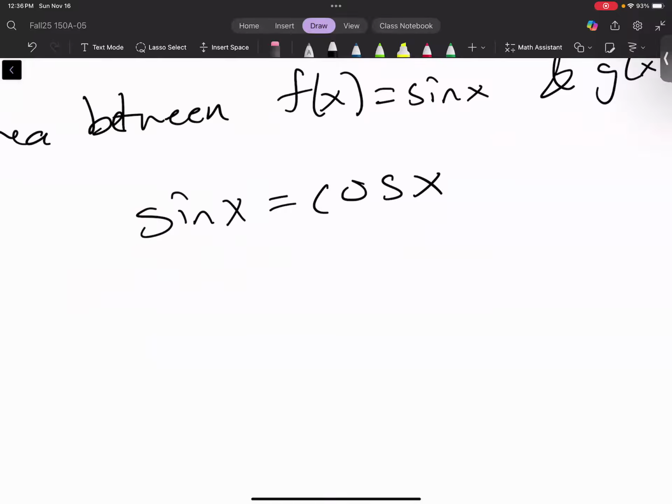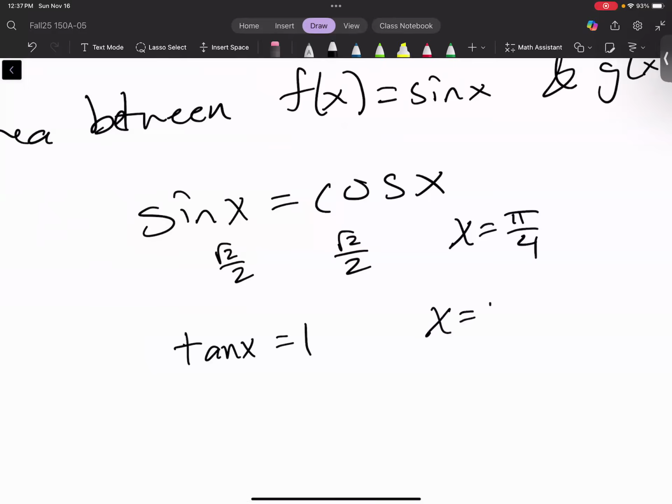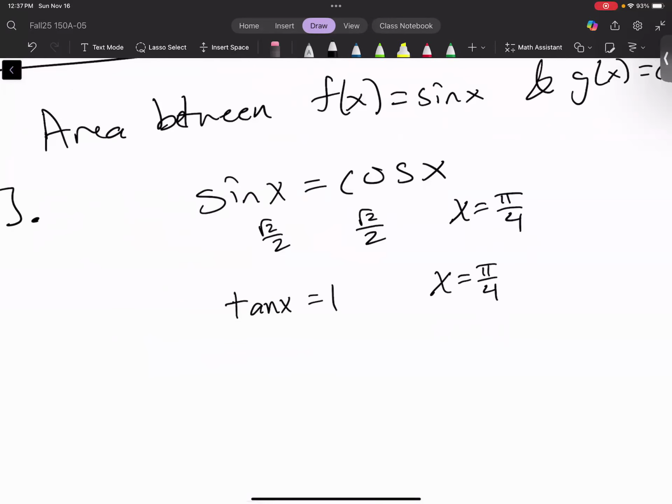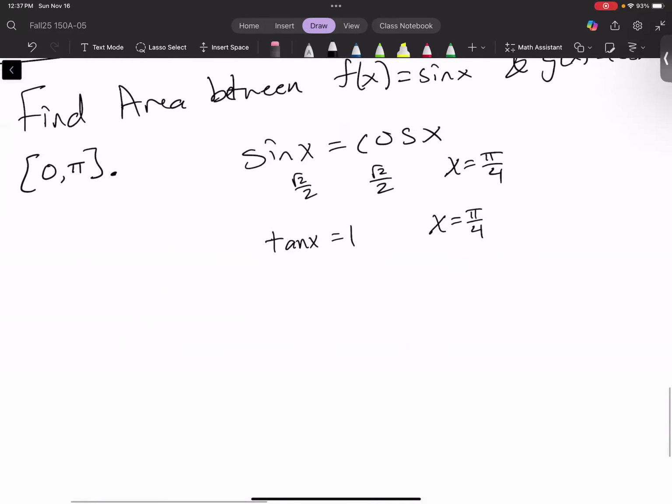So that's going to be root 2 over 2. They're both going to be root 2 over 2. So that angle would be pi over 4. Now, maybe you don't know your unit circle that well. You could divide cosine to the other side, and then you'll have tangent x equals 1. Maybe that helps. That would give you x equals pi over 4. Either way, we'll have to know our unit circle somehow, but that gives us pi over 4.